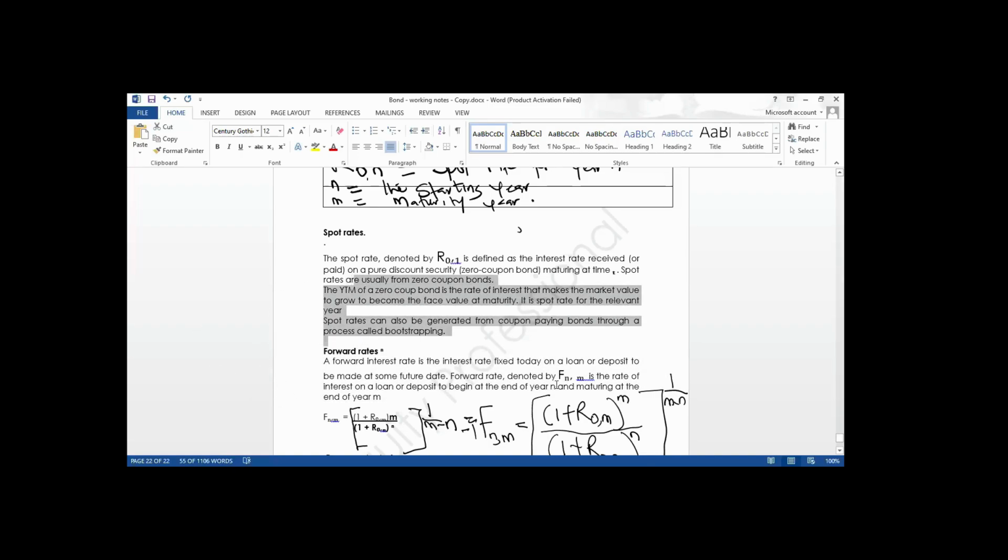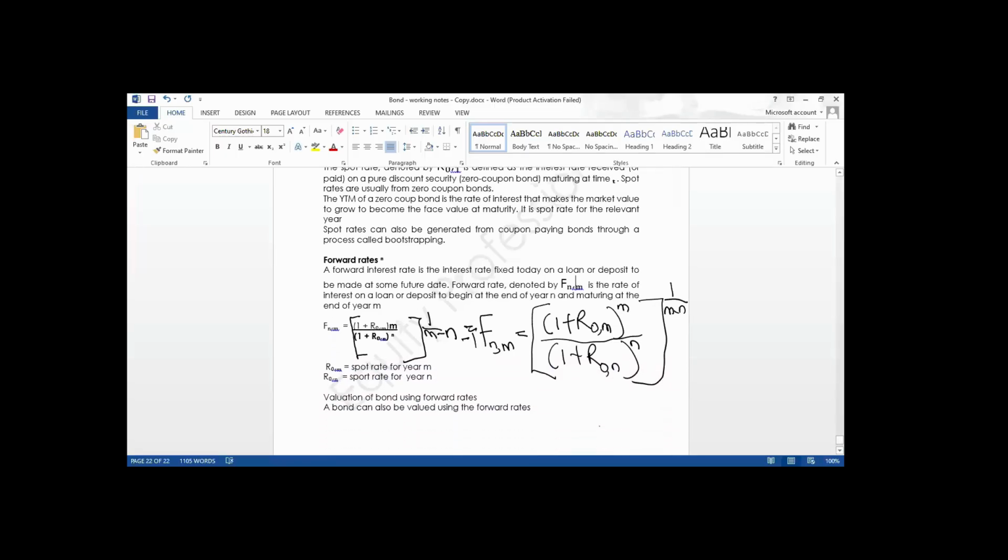Forward rate is denoted by, please look at your screen, F subscript N,M. On a loan or deposit, the rate of interest to begin at the end of year N and maturing at the end of year M.